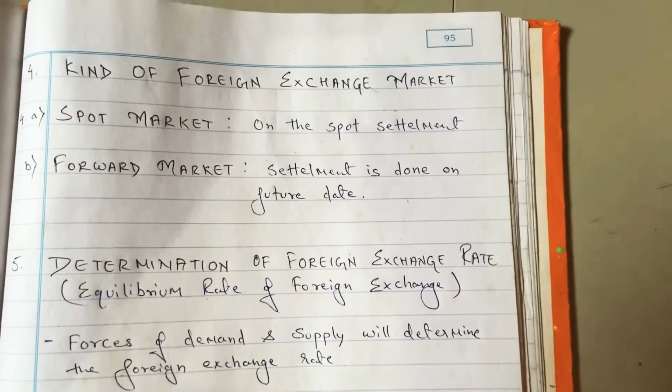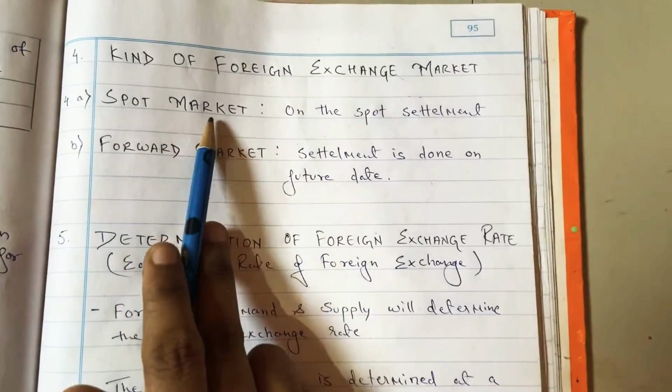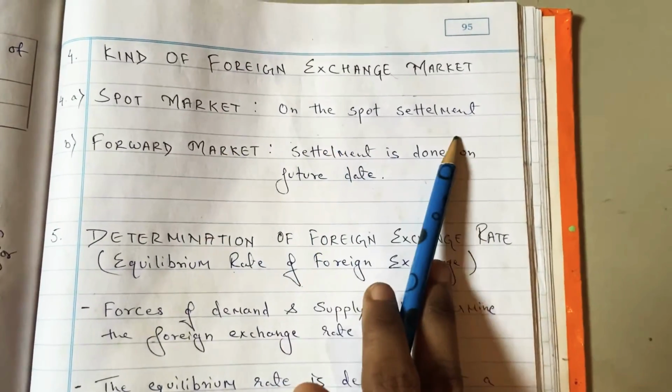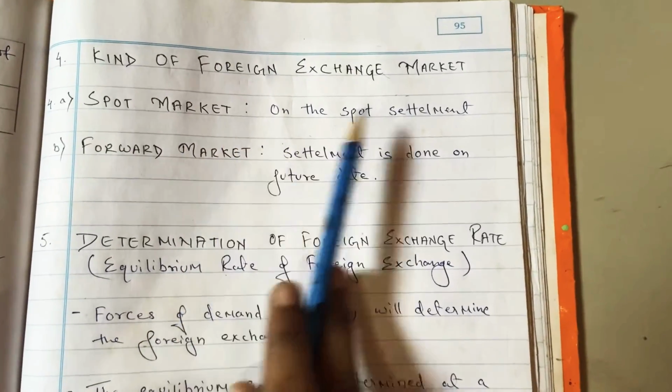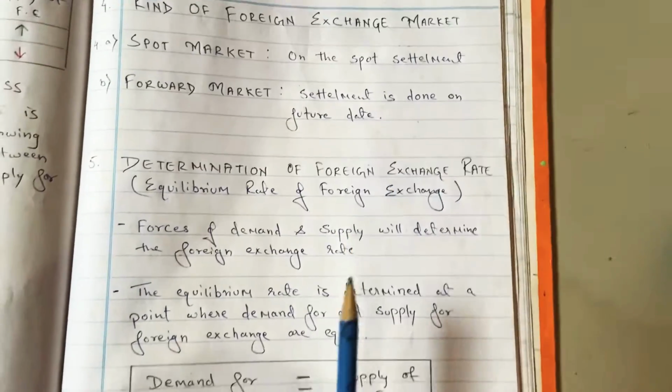Now let us understand the kinds of foreign exchange market. There are two kinds of foreign exchange market. First is the spot market and the second is the forward market. Spot market means on-the-spot settlement. If you make the transaction today, you make the payment today. Forward market is where settlement is done on some future date.